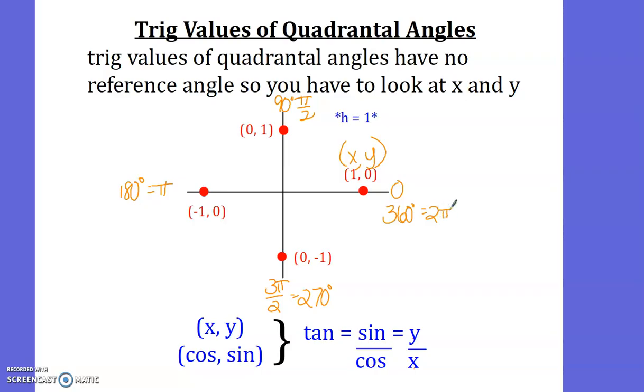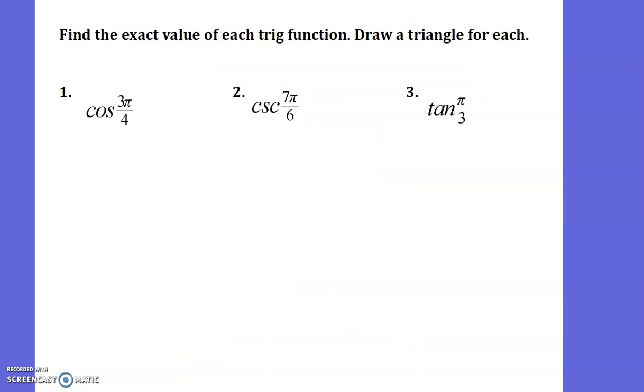Okay, so let's get into some examples. For these, it says find the exact value of each trig function, draw a triangle for each. We're going to draw a triangle or a point if it's a quadrantal angle. Okay, so for number 1, this says cosine of 3 pi over 4.